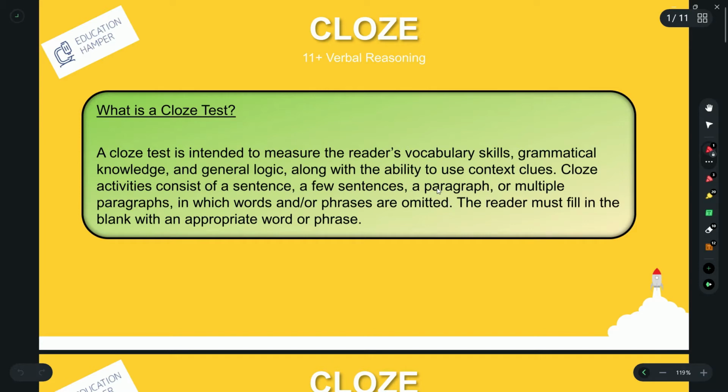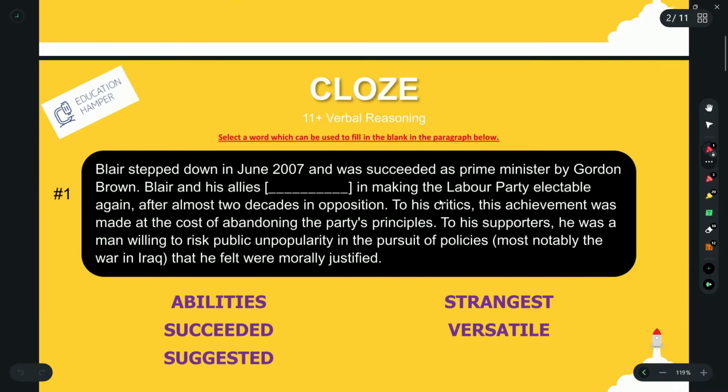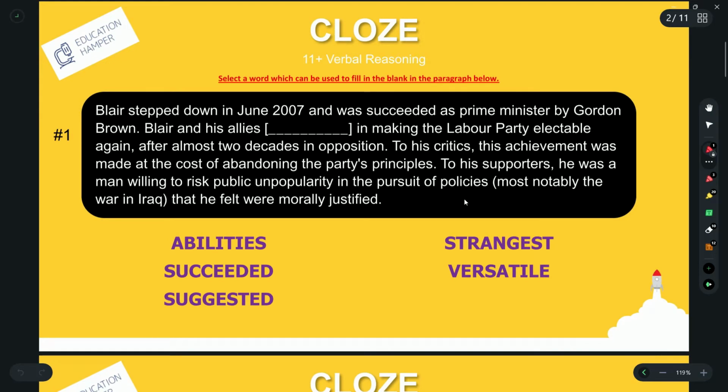When I read the paragraph, please pause the video, take a bit of time to try and understand what the paragraph is saying, and then choose your best answer, and then play again and we'll go through the solution together. So question 1. Select a word. We have a missing word here and we have 5 words below, and you'll see that's the same as we run through all of these examples. Select a word which can be used to fill the blank in the paragraph below.